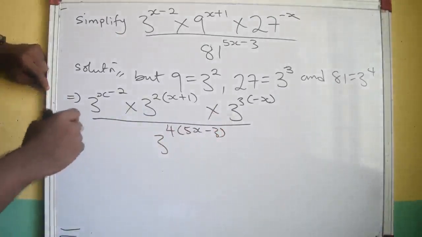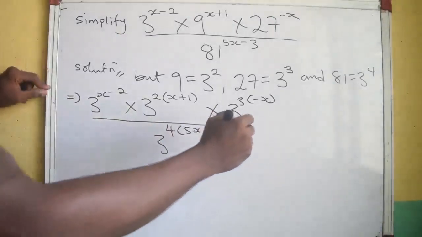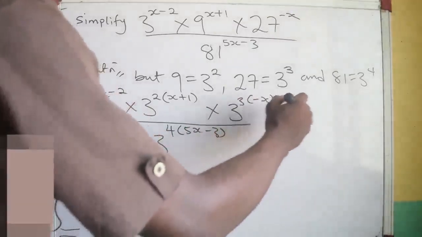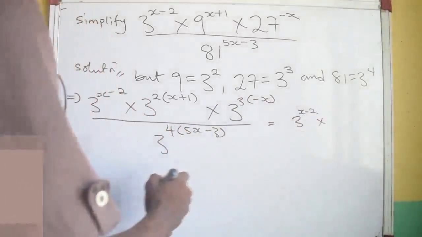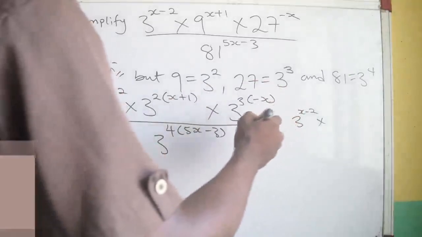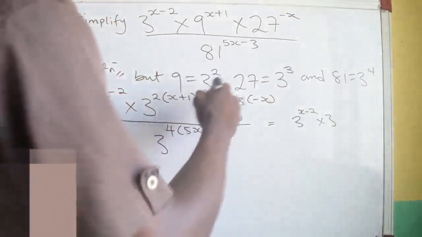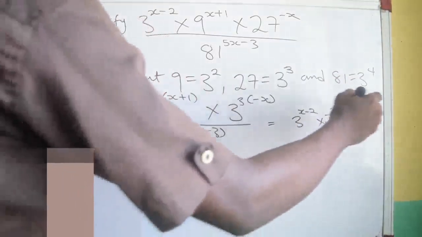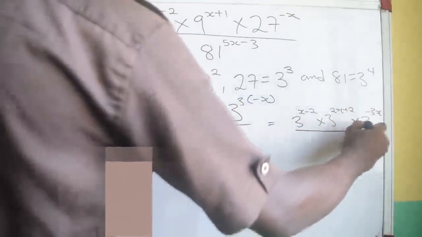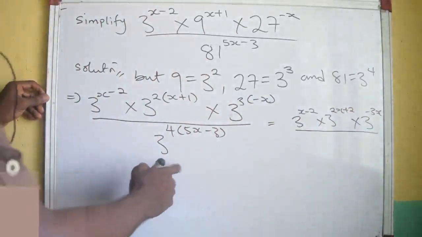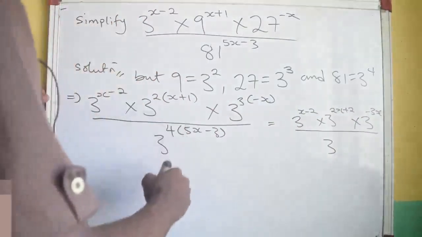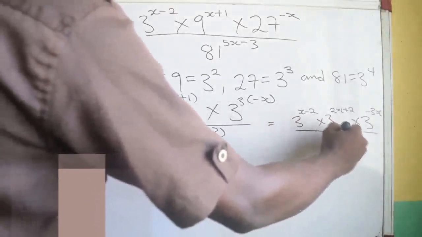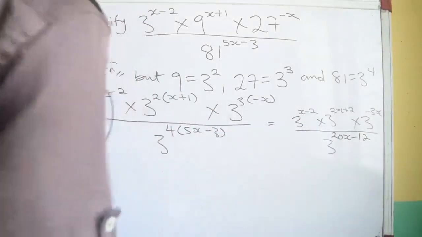So if we write equal to here, you can minimize this as 3 raised to the power x minus 2, multiplied by, if we take this off, we have 3. Let's multiply the powers. We have 2x plus 2 times 3 raised to the power minus 3x, all over, then we take this. This becomes 3 raised to the power 4. 4 times this will be 20x minus 12.